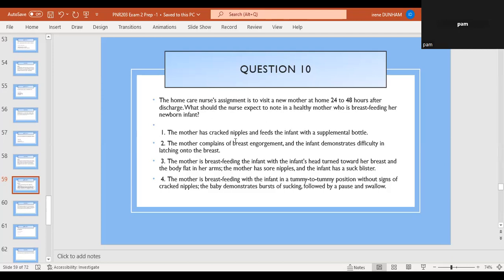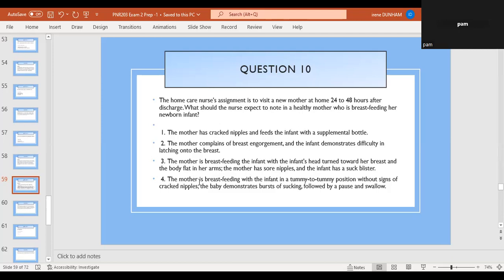Okay, well, I'm going to cross out the first one. The mother complains of breast engorgement and the infant demonstrates difficulty latching onto the breast. Okay, well, this one, the question's asking me, all right, she's healthy and the baby's doing good and she's breastfeeding her baby. So there's no problem. So that one's out. The mother is breastfeeding the infant with the infant's head turned toward her breast and the body flat in her arms. The mother has sore nipples and the infant has a suck blister. Well, that's not good. Remember, what's the question asking me?